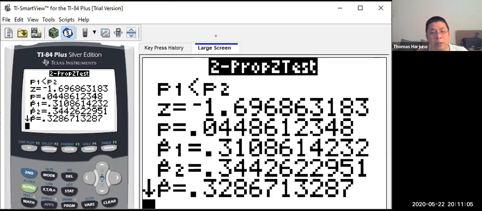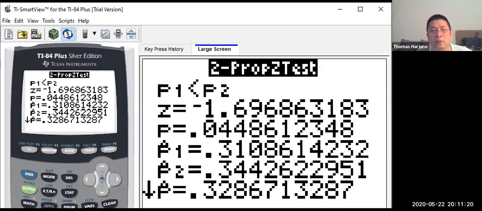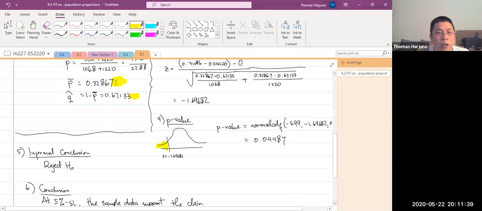Okay, and the p-value is 0.04486. I got 0.04487 in mine. I wonder why I get that difference. Oh, it must be because I did rounding here. It's because of the rounding error that I have here. Yeah, it's because of the rounding error I have there.